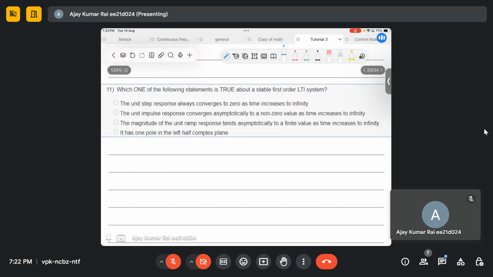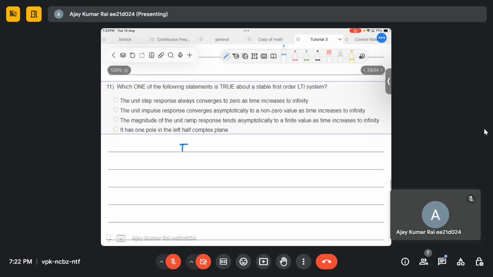11th question. Which one of the following statements is true about a stable first order LTI system? Let me write the transfer function here, which is equal to 1 by Ts plus 1. This is the simplest transfer function. The first statement: the unit step response always converges to 0 as time increases to infinity.